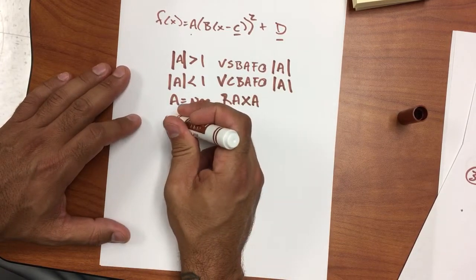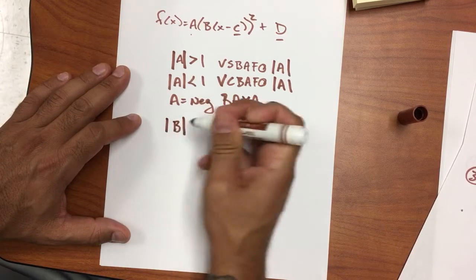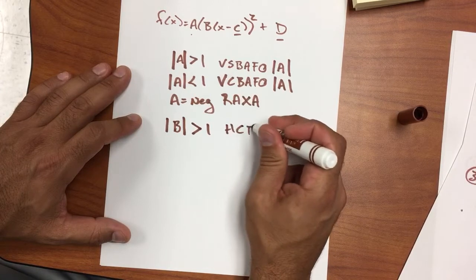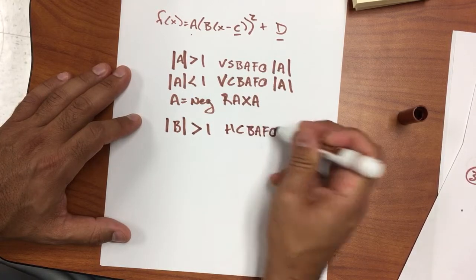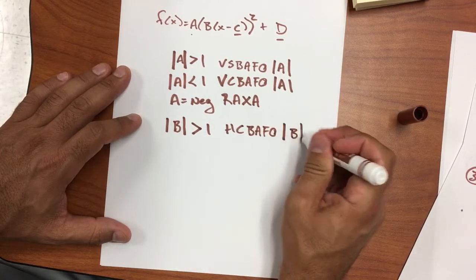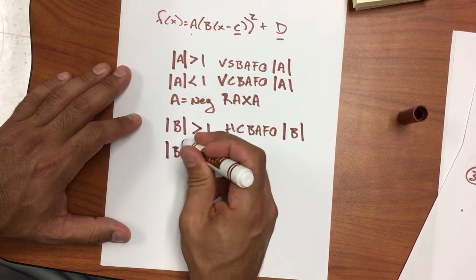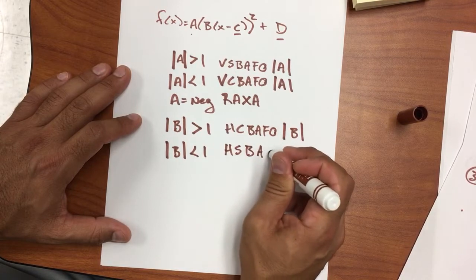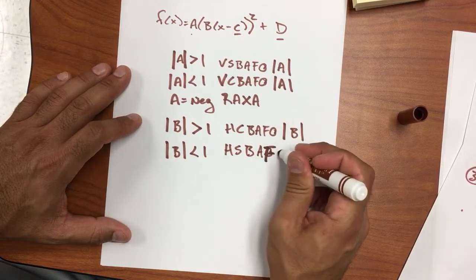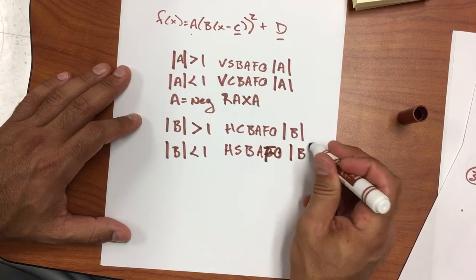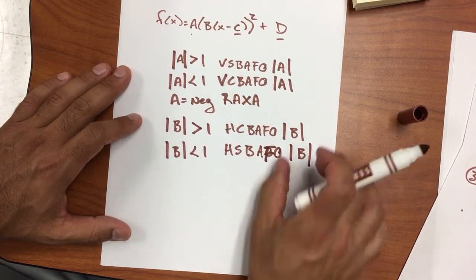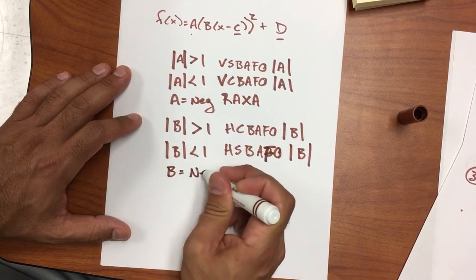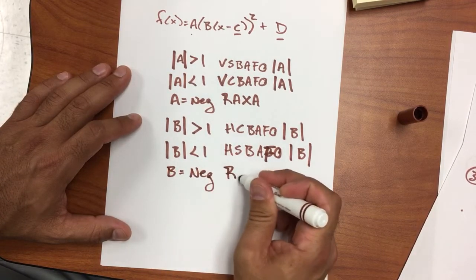The b part, if the absolute value of b is greater than 1, it's going to be horizontally compressed by a factor of the absolute value of b. If the absolute value of b is less than 1, it's going to be horizontally stretched by a factor of the absolute value of b. And this is how I want you to write it, okay? Except you put a number right here. And if b is negative, then it's reflected across the y-axis.